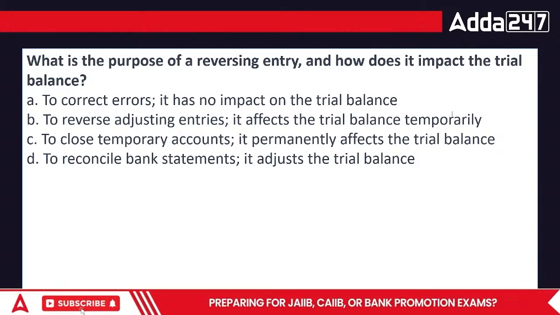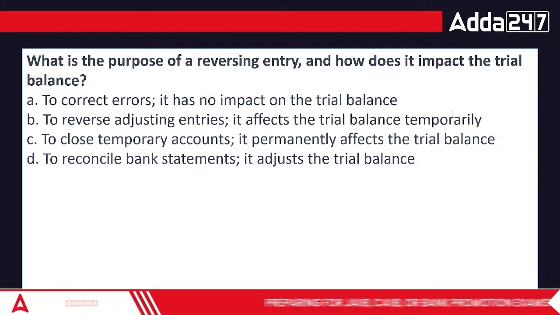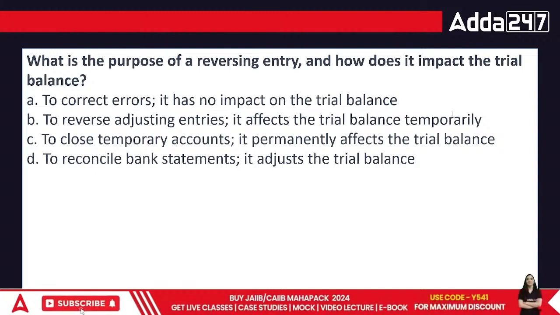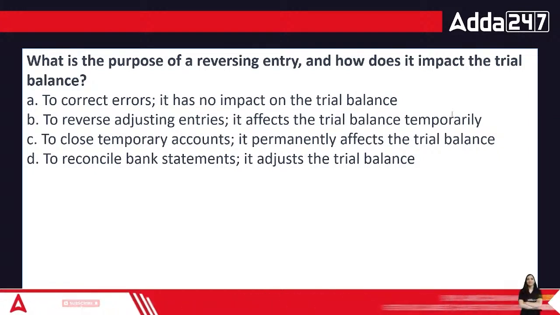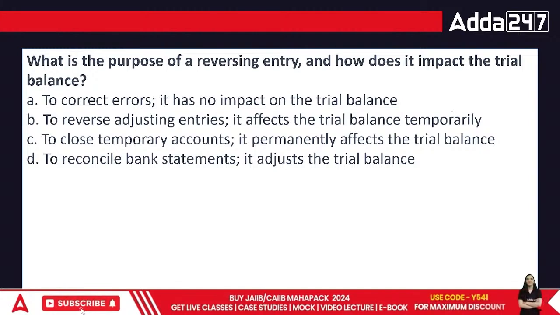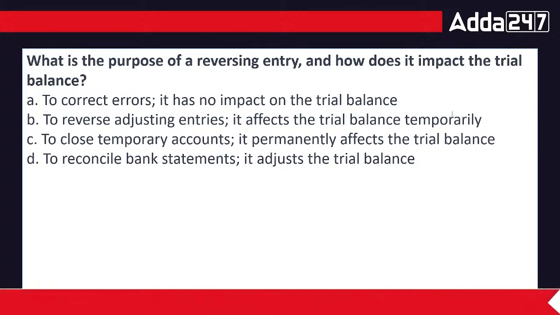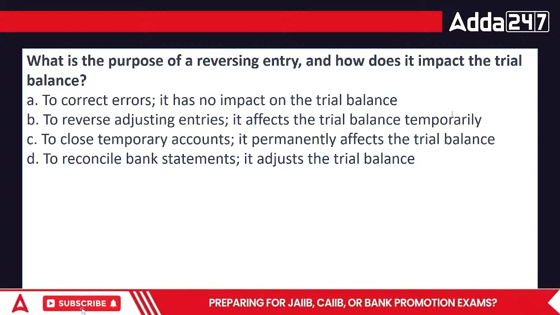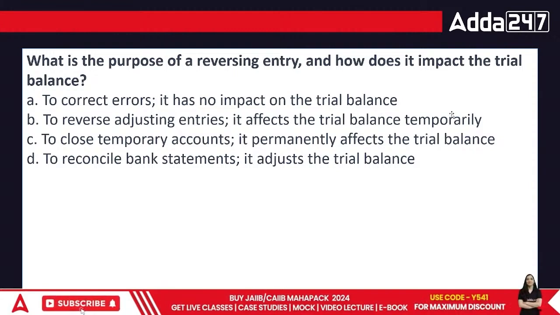What happened is I found that there was something missing or something was wrong, so I reversed the journal entry. The options are: to correct the errors, it has no impact; to reverse adjustment entries, it affects the trial balance temporarily; and to close the temporary accounts, it permanently affects the trial balance, or to reconcile statements. When we reverse the particular journal entries, what will happen?